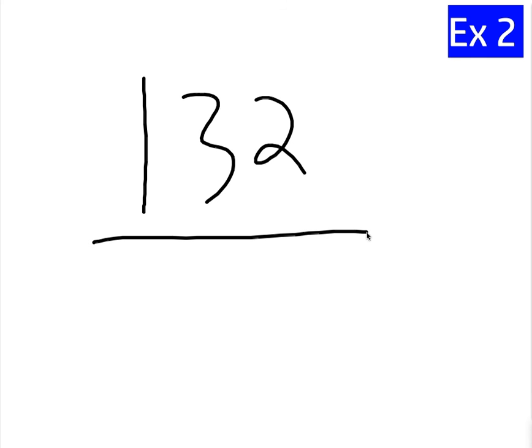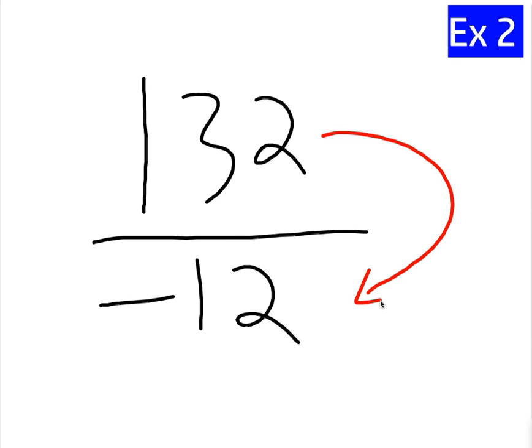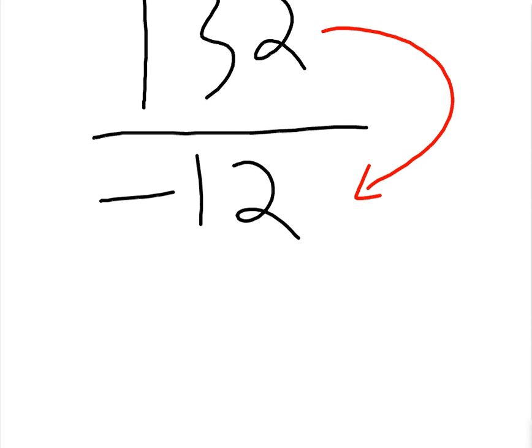Example 2. 132 divided by negative 12. A little bit harder, right? Because bigger number. Does anybody know what 132 over 12 is? Yeah, good. 11. Okay, then we're going to take the negative and just put it in front of the answer, right? Positive over negative is a negative.